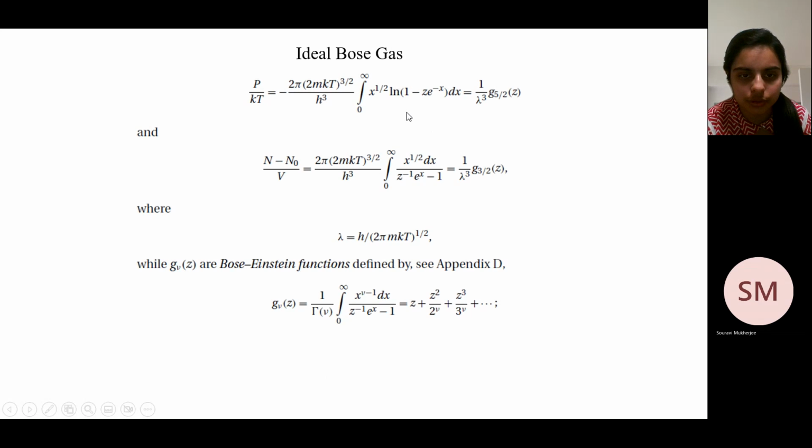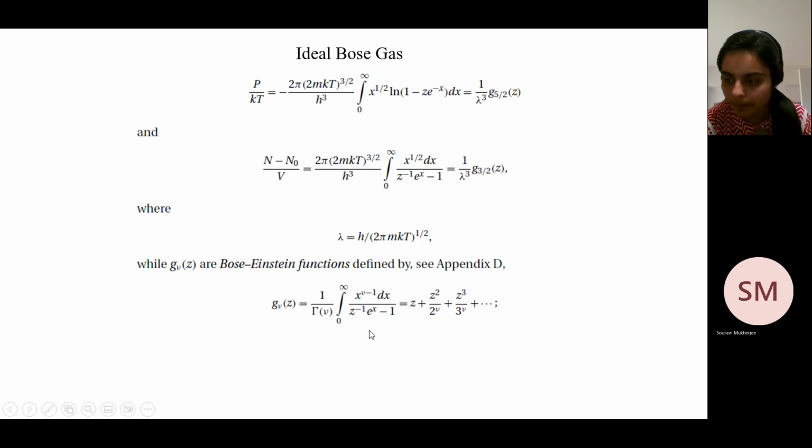And then you define this integral, a Bose-Einstein function, which is given as g nu of z, and this is how it's defined. If you replace it in the integral, you can write an expression for the pressure. You can also write an expression for the number of particles. Here you have taken the N naught by V term to the left hand side, so you get N minus N naught by V equal to this integral. These g 3 by 2 and g 5 by 2 are the different Bose-Einstein functions.